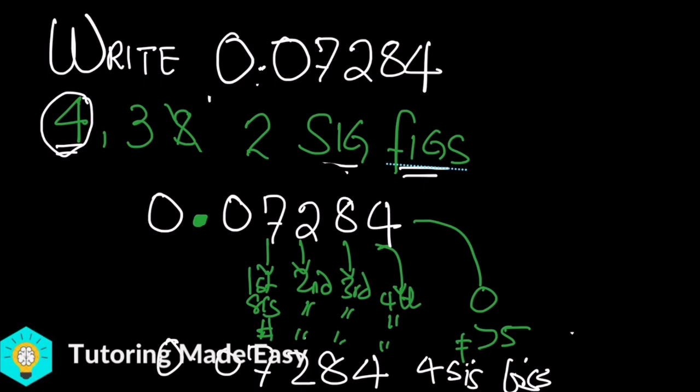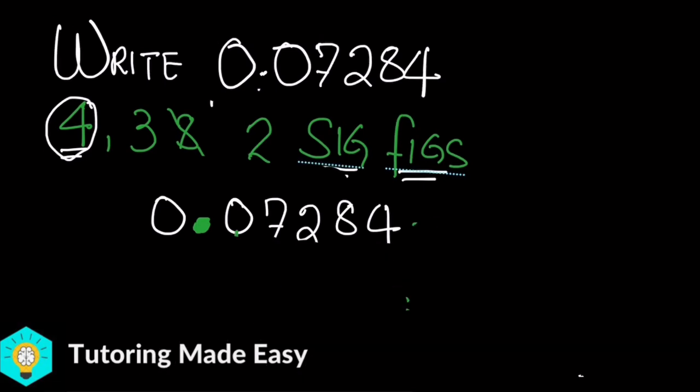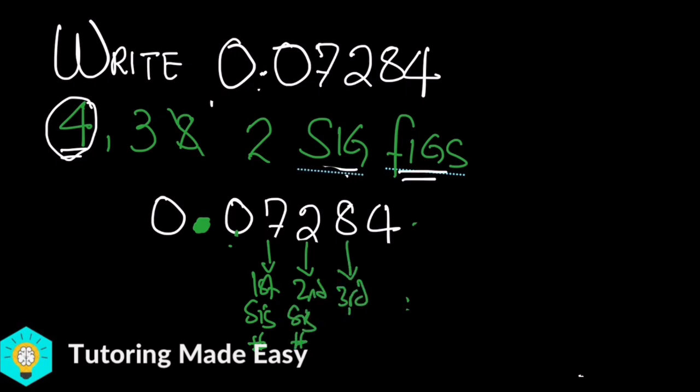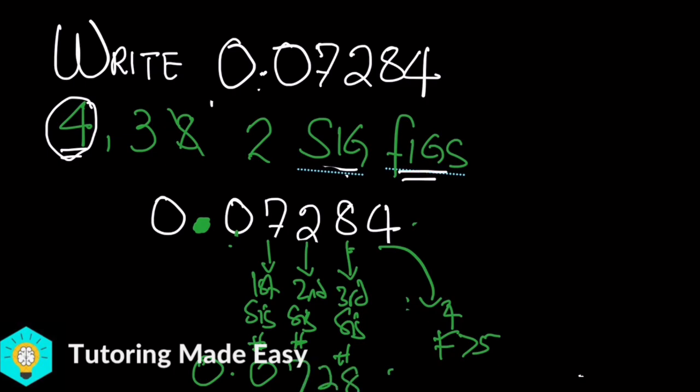Now let's see if the question changed. This is our first significant number, second significant number, and this is our third significant number. But the number after that is 4, and 4 is not greater than 5. So we're not going to add anything to this 8. So the answer is going to be 0.0728 as our 3 significant figures. I hope that clarifies that.